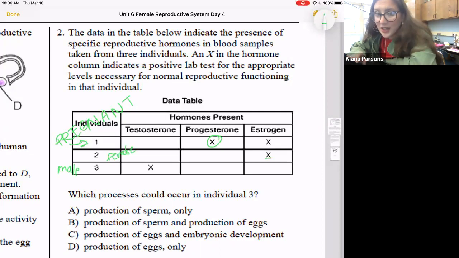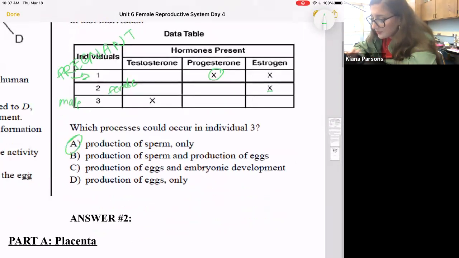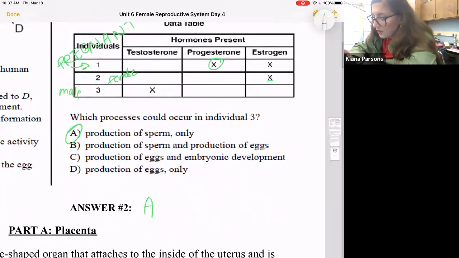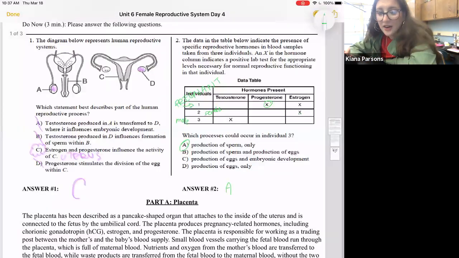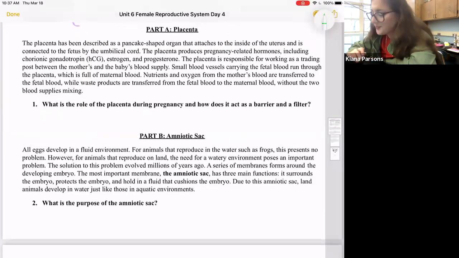Which process could occur in individual number 3? Production of sperm only, production of sperm and production of eggs and embryonic development, or production of eggs only. And we can see that individual number 3 only has testosterone, so they can only make sperm. All right, C and A are our first 2 answers. Now let's read about the placenta.